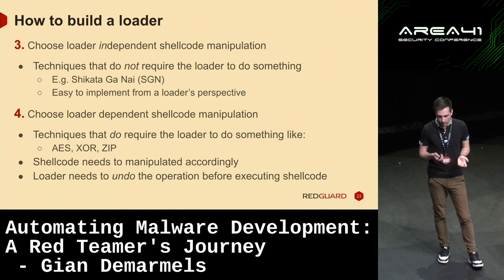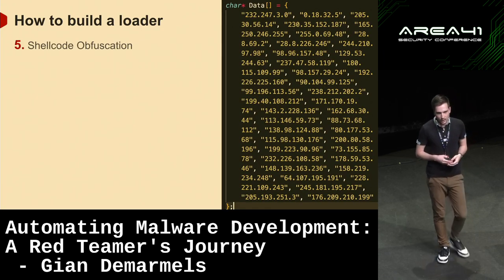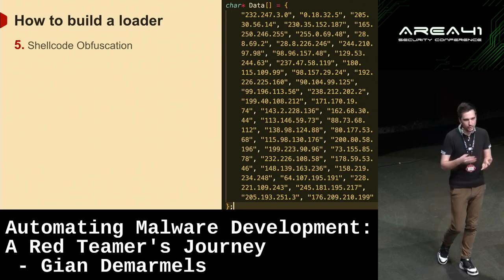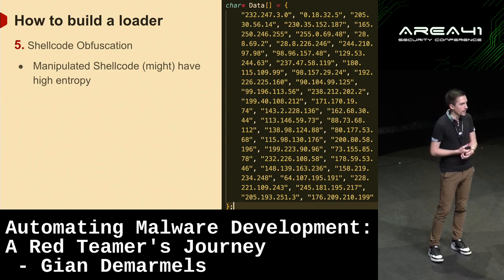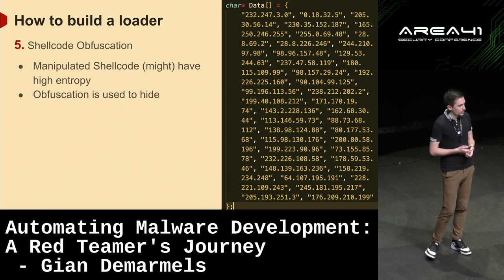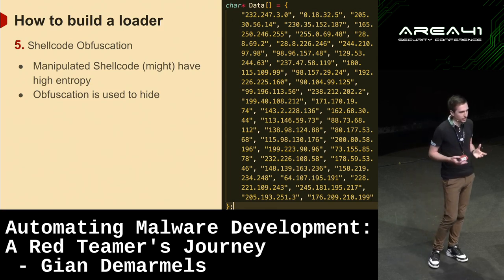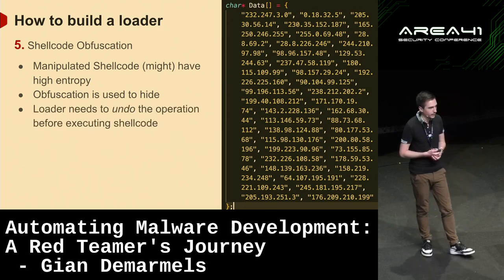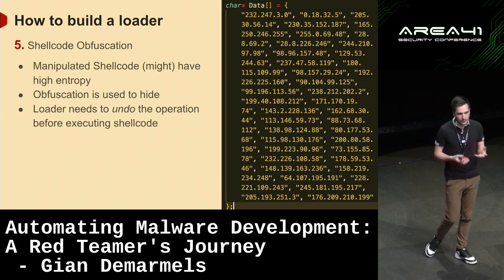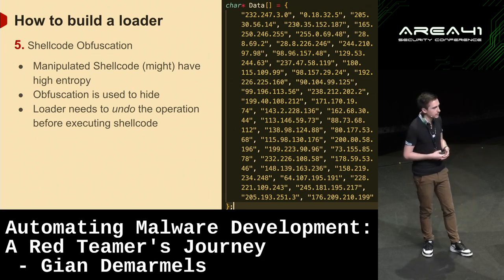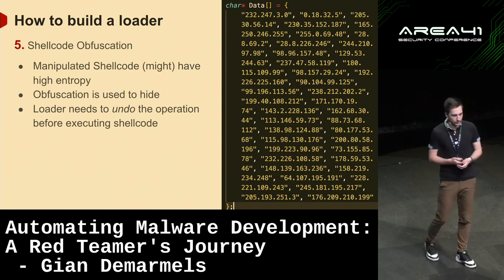For that reason, the next step is to include shellcode obfuscation. So we take the manipulated shellcode and hide it somewhere, somehow. The obfuscation is really only there to hide the big blob of entropy which we might have. You can be very creative with your approach here as well. The loader just needs to have the undo operation before being able to execute it.